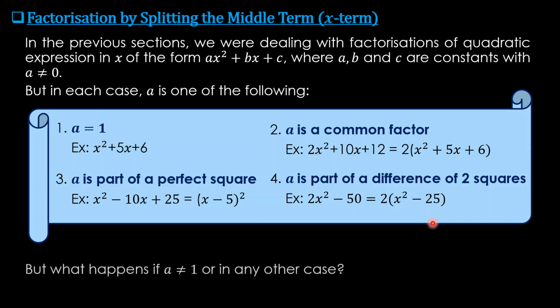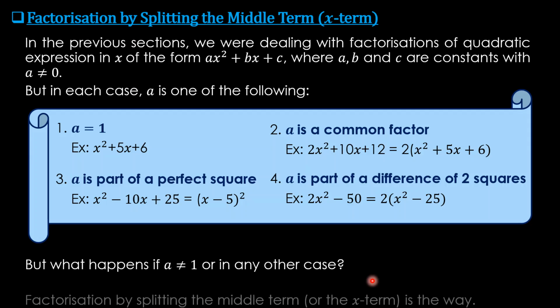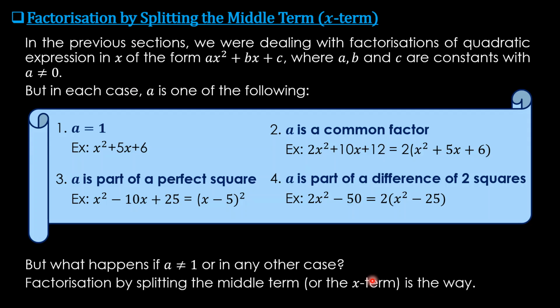So far we have seen any one of these cases: a equal to 1, or a is a common factor, or a is part of a perfect square, or a is part of a difference of two squares. But what happens if a is not equal to 1, or in any other case? Factorization by splitting the middle term, or the x term, is the way. Let's see.